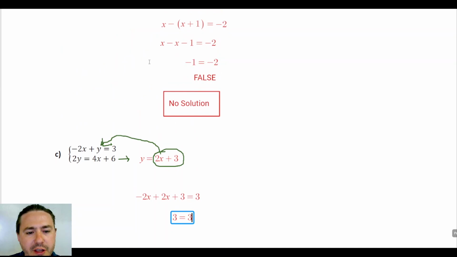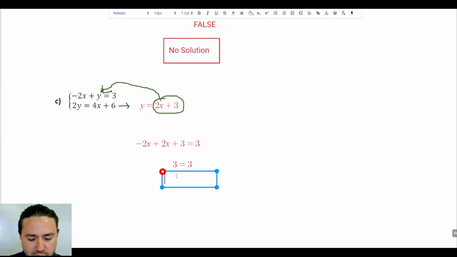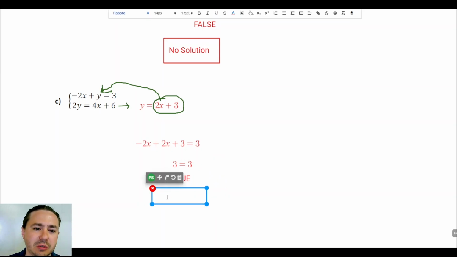So this is a little different here. All the variables cancel out, which is the same. But instead of getting a false statement, we are going to get a true statement. And just like what I tried to explain on the last one, when this happens, that means that these two lines are actually the same. They're lying right on top of each other, and so there are going to be infinitely many solutions.